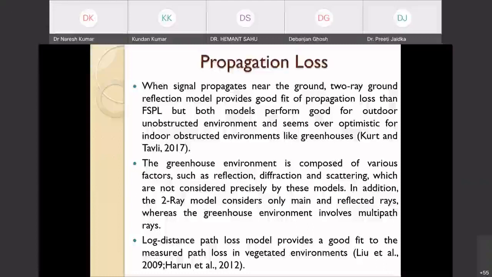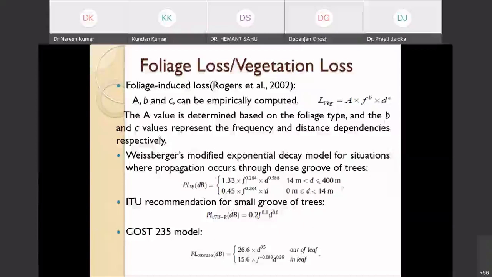We have indoor environment propagation models and outdoor environment propagation models. We have studied the Hata model for cellular communications as well. But if you look particularly for an indoor propagation model for greenhouses, that is yet to come up, and one can look into that aspect also. Foliage loss, or vegetation loss, is another part that is because of the crops, as given by Rogers et al.